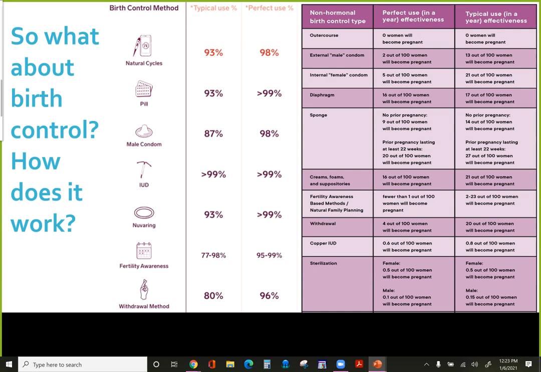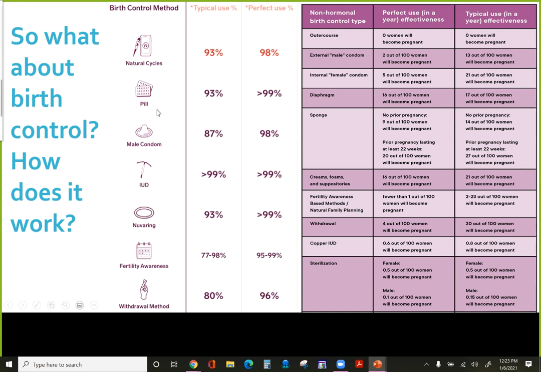Okay, back to birth control methods. So, natural cycle, if you're just paying attention to where your cycle is at, if you're good at it, chances of success are about 93%. That means if you have sex 100 times, you are likely to become pregnant 7 out of those 100 times. So if you're serious about it, this is not necessarily a way to go. If you're doing it perfectly, even it's not really perfect, it's 98%.